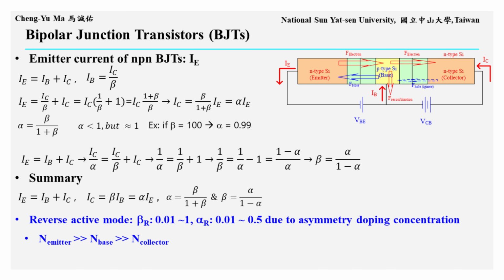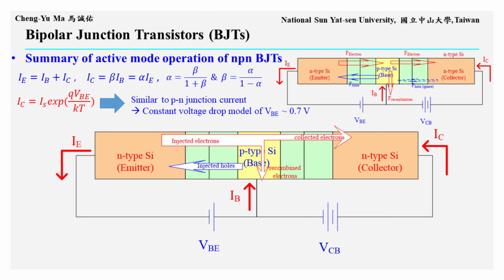Therefore, in reverse active mode, the reverse current gain beta R is usually below 1, roughly from 0.01 to 1. The reverse alpha R is also much smaller than 1, roughly from 0.01 to 0.5. The key current mechanism and equations for an NPN BJT are summarized on the slide.